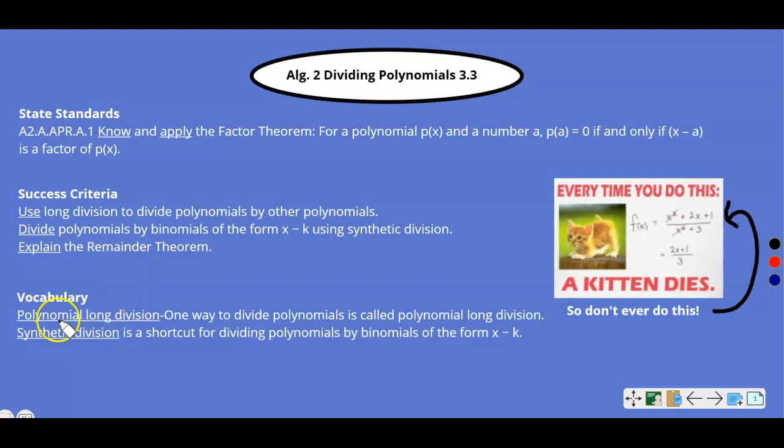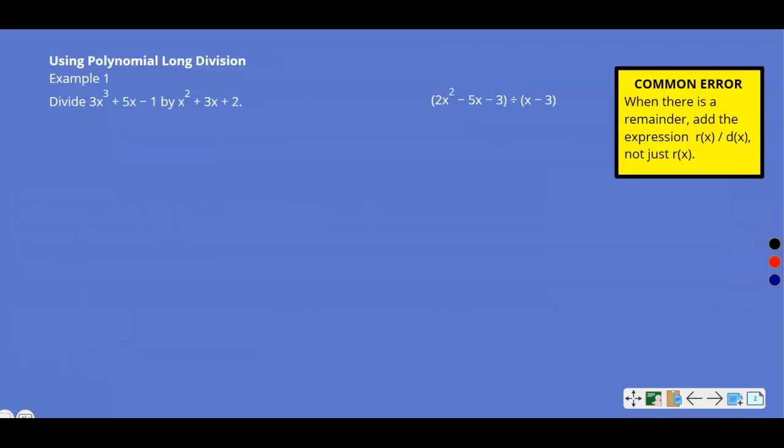Vocabulary that you need to be aware of: polynomial long division is one way to divide polynomials. There are some polynomials you'll see that you can only use long division for, so that's why we call it polynomial long division. You also learn synthetic division, but that can only be used in special cases. Synthetic division is a shortcut for dividing polynomials by binomials if they're in the form x minus k. So if you have a binomial in this form, you will be able to use synthetic division. It's kind of a shortcut.